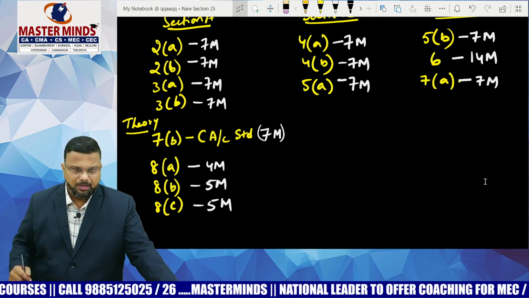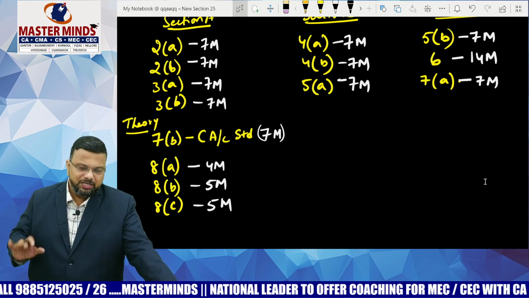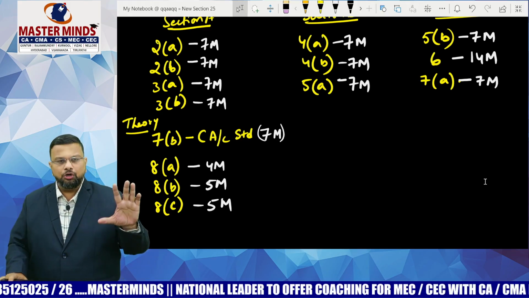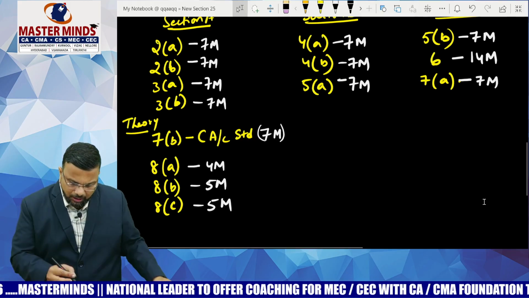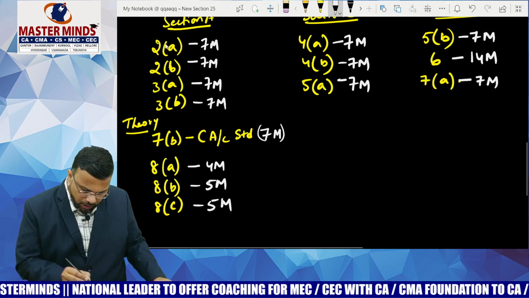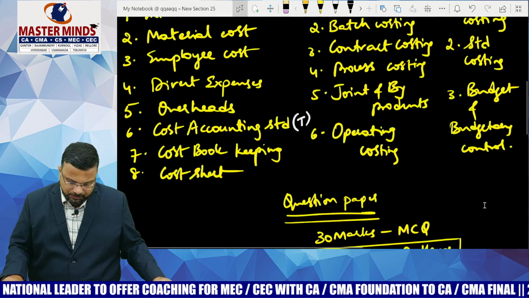Okay, altogether 14 marks will be asked from Section A again. From which areas? That I will explain. Now let us stick on to 2A, 2B, 3A, 3B. These 4 are problems, right? Now these problems are asked from which chapters, my dear?